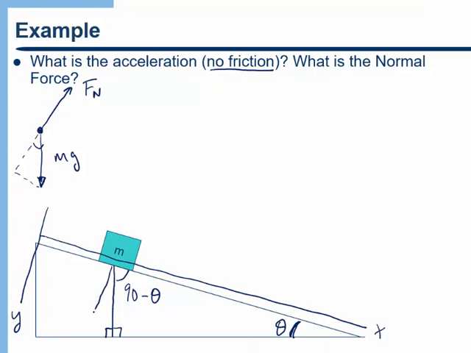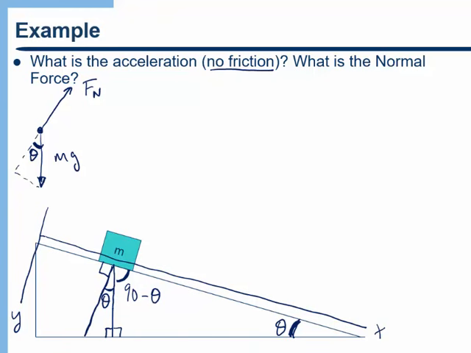I'm now going to draw an additional line. This line is perpendicular to the surface. And so you'll notice that if this is 90 minus theta, this angle has to be theta. What I've just done then is shown you that this angle is also theta. So the angle of the incline is the same as this angle, and we're going to need that in the problem.